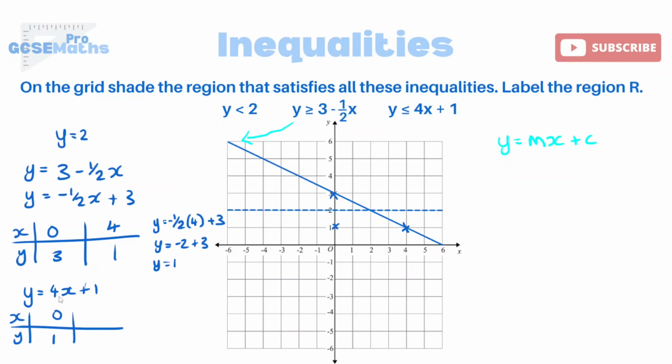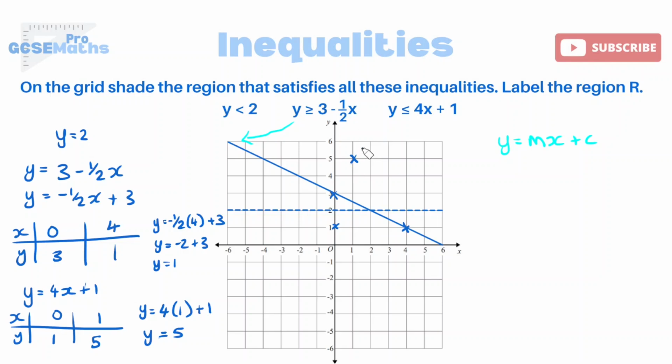Choose another value. Now be careful because this one we are timesing it by 4, so we don't want it to go too far outside. So I probably will just choose 1 in this case. So when x is 1, y is 4 times 1 plus 1. So 4 plus 1 is 5. That's still within our grid. So 1 across, 5 up.